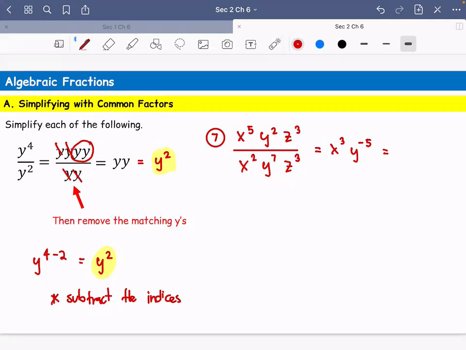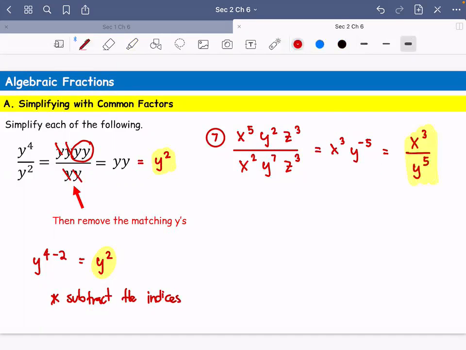Okay, how does it work? x cubed remains here because this is over 1, right? All whole numbers have 1 as their denominator. So x cubed remains here. What happens now with y raised to negative 5? It now goes to the denominator. So that's your answer for this.